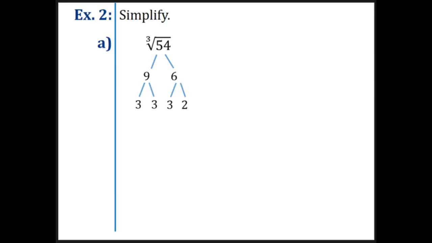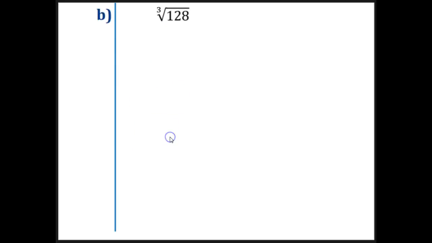Okay, so do I see any groups of 3? What do I have? I have 3 3s, right? So that's a cube root, right? 3 times 3 times 3. So I'm going to pull out my 3 and leave my remainder or my leftovers inside. If I had another number, I would multiply them and put their product inside, right? So let's look at another example.